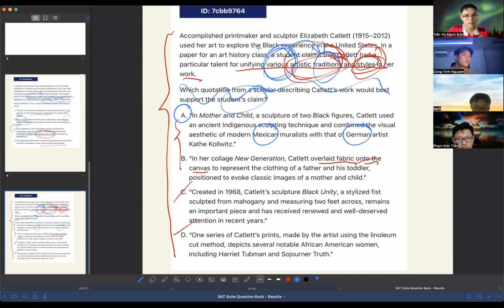What is the main point of the claim? The main point is about artistic traditions, various artistic traditions. So we base off one word to come up with our own answer. Various means two or more traditions and styles. That means Mexican and German. You can see B doesn't talk about any traditions, and C doesn't talk about any tradition either. How about D? It might look like it talks about some culture, some traditions, but it only talks about one tradition, one culture, and these are works of art, not the culture, right? So A is the correct answer.